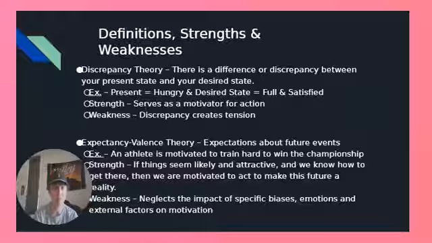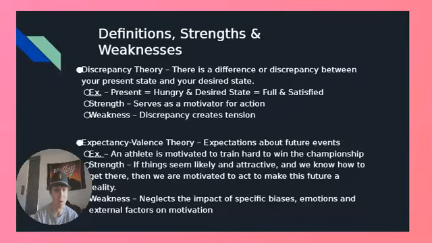When talking about motivation, there are two different theories which come into play. The first is discrepancy theory. The definition of discrepancy theory is that there is a difference, or a discrepancy, between your present state and your desired state. For example, if you are hungry, or even hangry, your desired state would be to be full and satisfied and not have any more hunger. The strength of this theory is that it serves as a motivator for action, whereas the weakness is that the discrepancy tends to create some sort of tension.